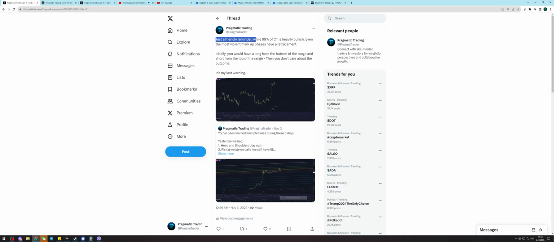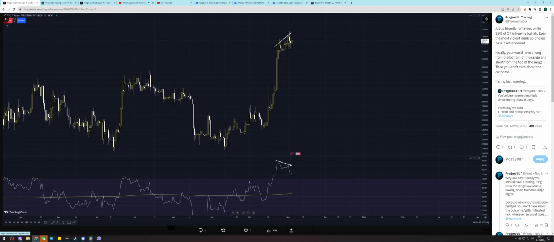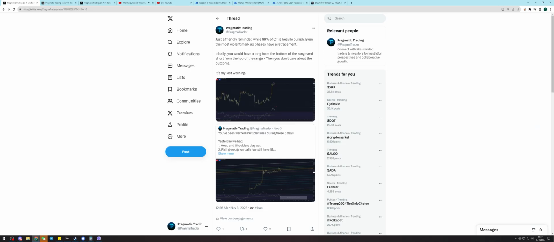So just a friendly reminder: while 99% of crypto Twitter is heavily bullish, even the most violent markup phases have a retracement. Now look at this. Ideally, you would have a long from the bottom of the range and a short from the top of the range. Long from the bottom of the range, short from the top of the range. Then you don't care about the outcome. So it's my last warning. Of course, this is some kind of a joke. You don't have to be warned. You're all grown-ups and adults. There is no need for you to be warned if you mitigate your risk. So why do I say you don't care about the outcome? How can one not care about the outcome? I will explain that to you in the second part of the video.